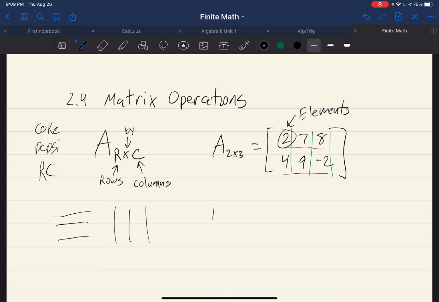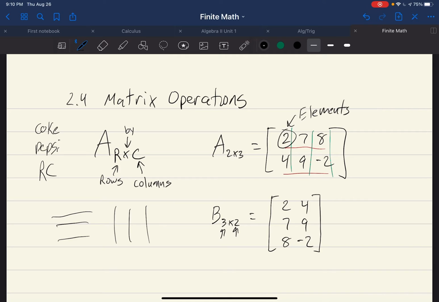Let's make a B matrix. The B matrix, we'll make it 3 by 2. So this one, instead of looking like a hamburger, this one will be tall like a hot dog. So we'll make this one taller, and it'll be skinnier. And we'll do 2, 4, 7, 9, and 8, and negative 2. So notice I use the same numbers, but it's going the other way because it's a 3 by 2, so that means it has 3 rows and 2 columns. So it just flips it the other direction.